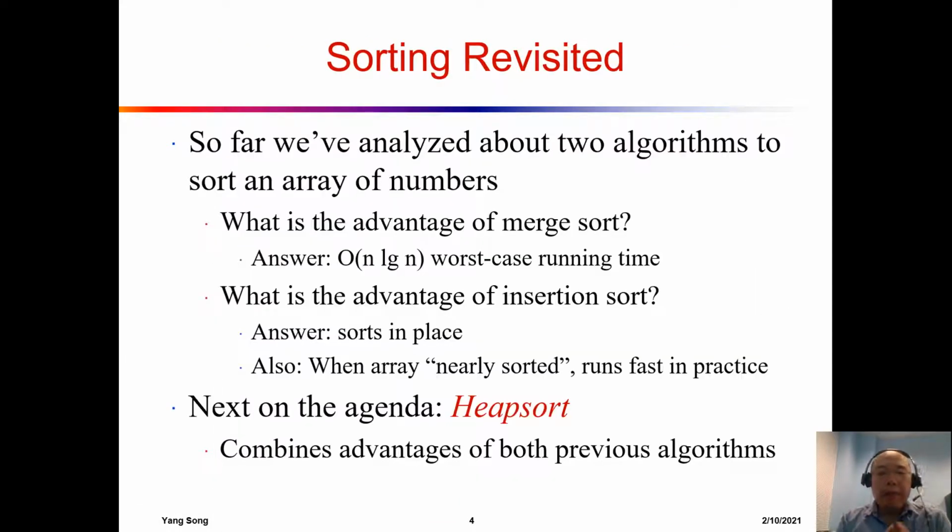After that, we talk about the sorting algorithms we have discussed so far. In our formal lecture, we discussed two sorting algorithms: merge sort and insertion sort. For merge sort, the good news is that the worst-case running time is O(n log n), which is faster than insertion sort, whose worst case is O(n squared).